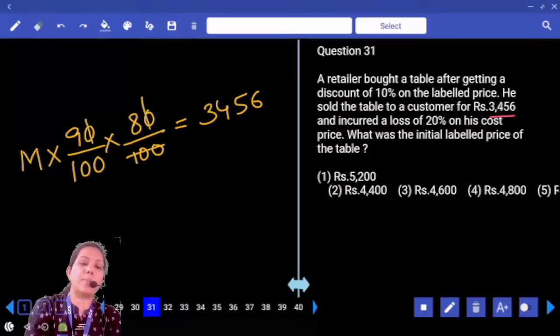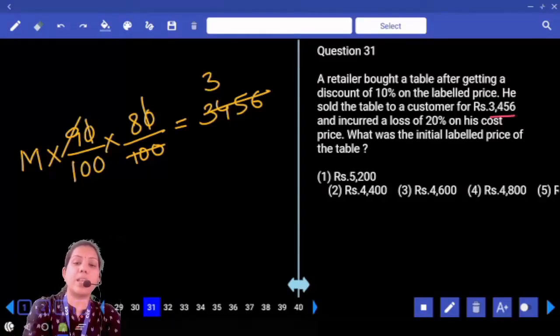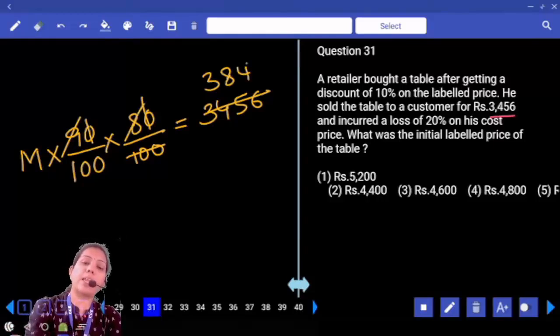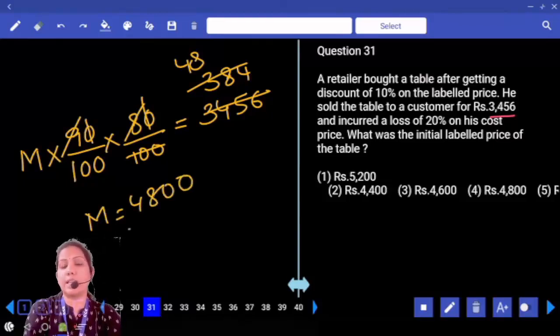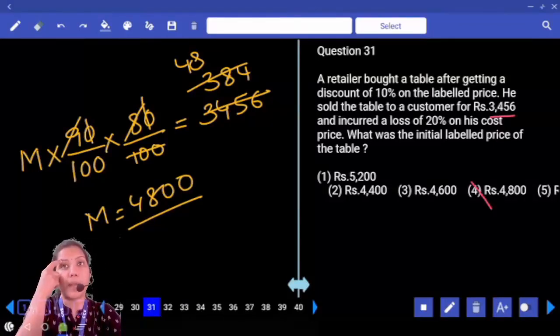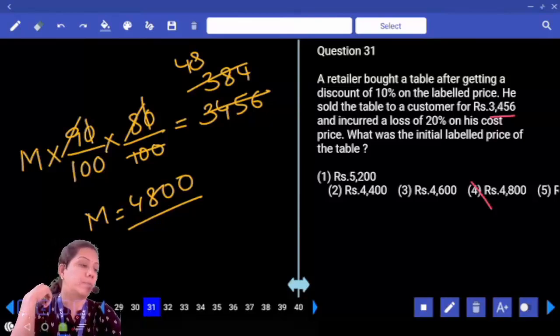Two zeros and double zero cancel. 9 table cancellation, 9 threes 27 and 9 eights 72 and 9 fours. Again 8 table, 8 fours 32 and 8 eights. Then what is M value? 4,800. So 4,800, fourth option. Market price of the article is 4,800.